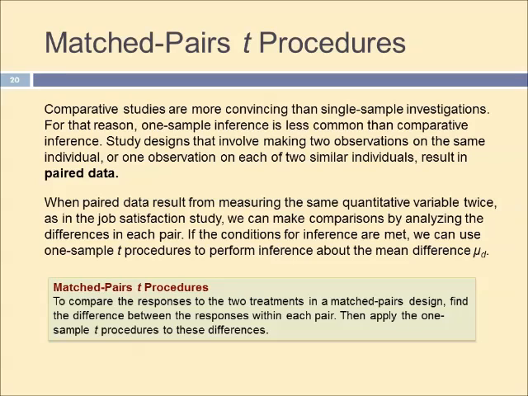So study designs that involve making 2 observations on the same individual, or 1 observation on each of 2 basically similar or identical individuals, result in what are called paired data. When paired data result from measuring the same quantitative variable twice, as in the job satisfaction study we did, we can make comparisons by analyzing the differences in each pair. If the conditions for inference are met, we can use the one sample t procedures to perform inference about the mean difference.